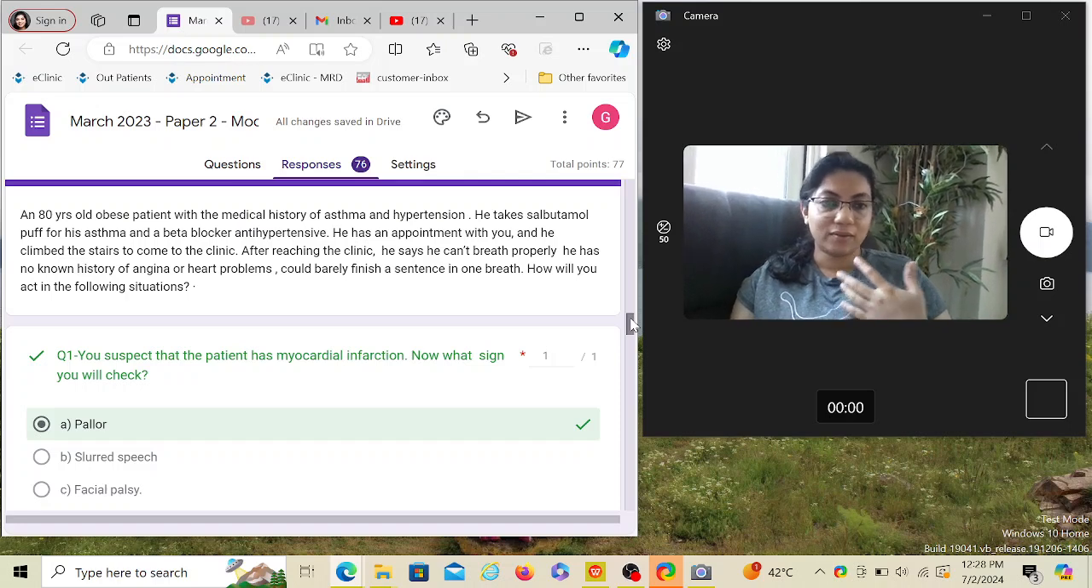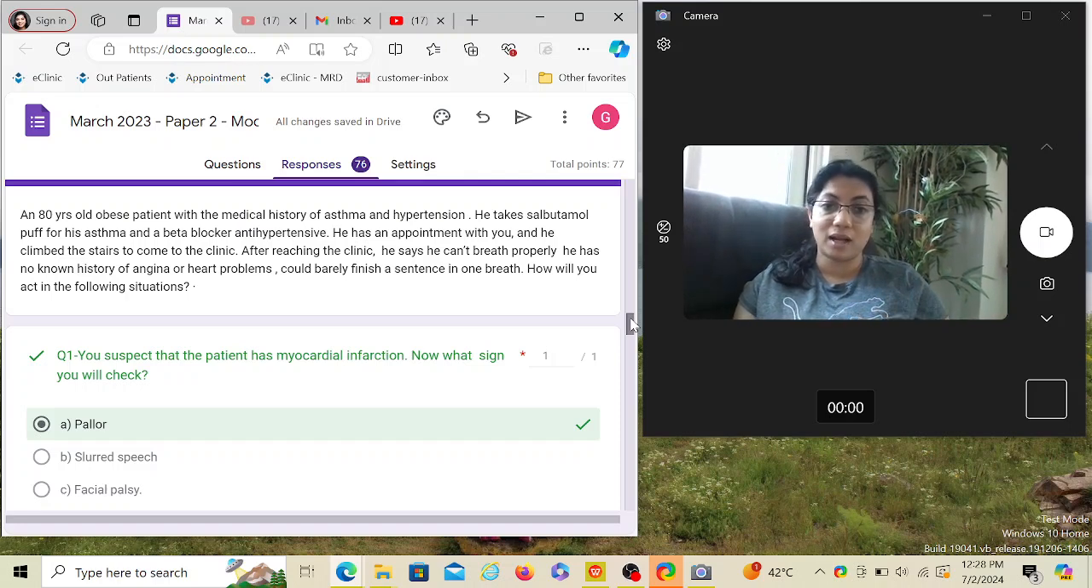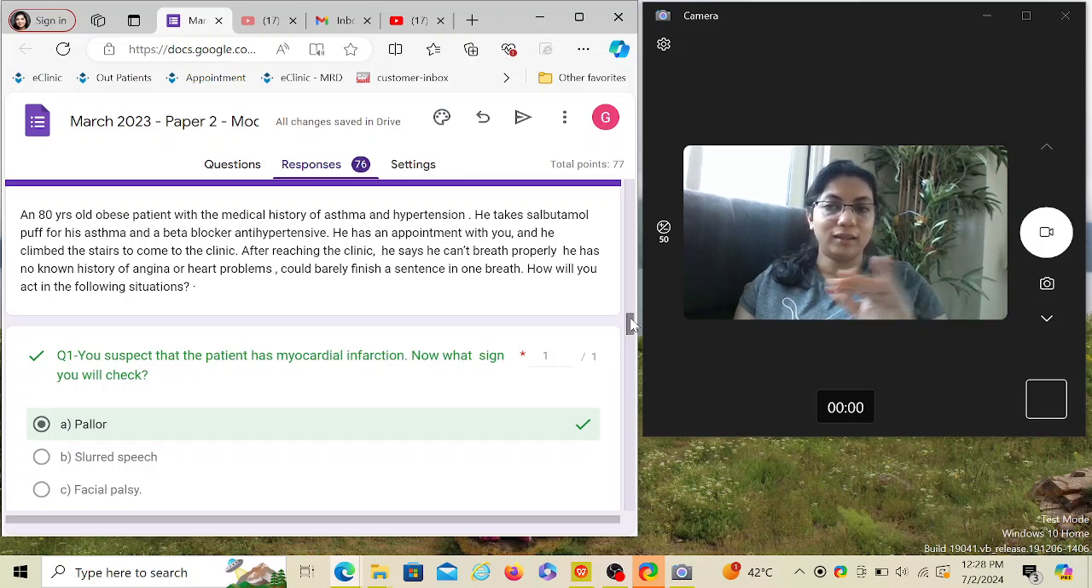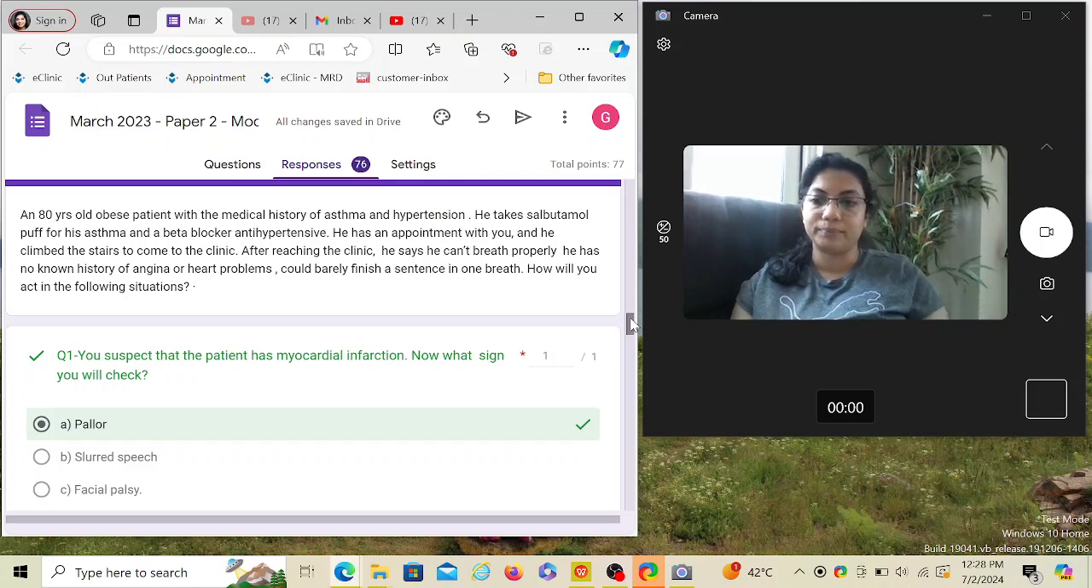So the patient says, I never had any heart problem, but I have asthma and I have hypertension. He's obese and he's 80 years old. Even though there is no history of heart trouble, all these things he has make him a good candidate for having a heart problem. So you should think in that manner.